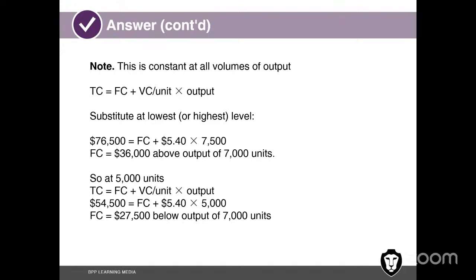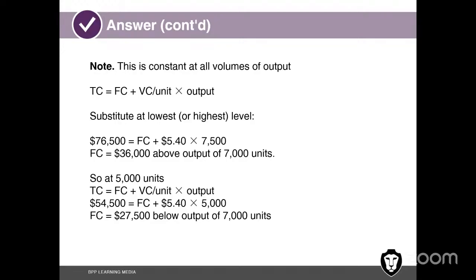When you use that, you do up your equation as regular, and you realize that the fixed cost is going to be 36,000. You're going to say 76,500 minus 7,500 times $5.40. And then for the one below the 7,000, you're going to say 54,500 minus 5,000 times $5.40, and then you get 27,500. So that's what they ask you for. What is the fixed cost for activity level above 7,000? The fixed cost is 36,000. What is the fixed cost for activity below 7,000? Fixed cost is 27,500.